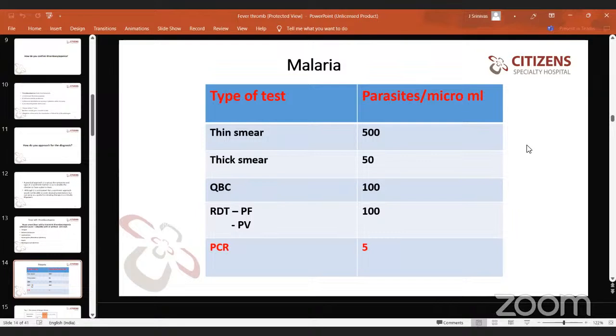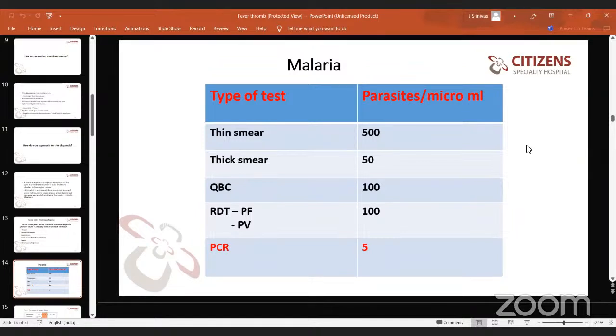So a lot of people, if the rapid diagnostic test is positive, again ask for QBC, thin smear, thick smear, everything. So we need to know what to ask. That's the reason why I have put it as parasites per microliter, so that we'll have an idea and not undergo confusion.